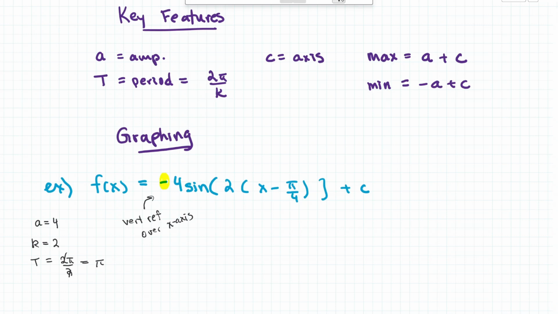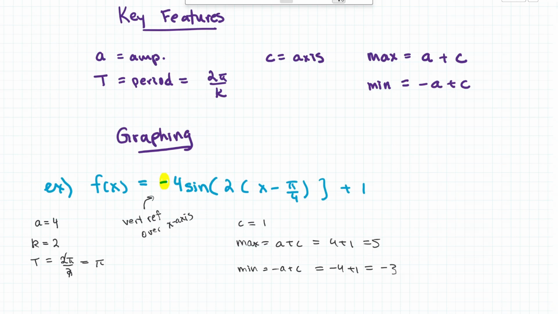And then what else do we have here? We have our axis c, oops, sorry, I just wrote plus c. This should be plus 1. So c equals 1. And then we can find our maximum. Maximum equals A plus c, which is 4 plus 1, which is 5. And then our minimum equals negative A plus c, which is negative 4 plus 1, which equals negative 3.